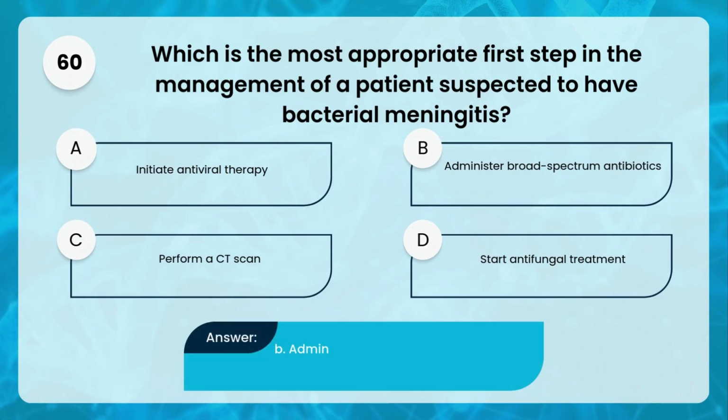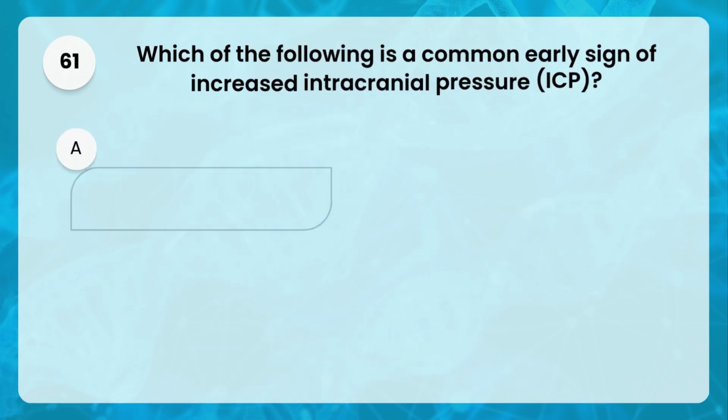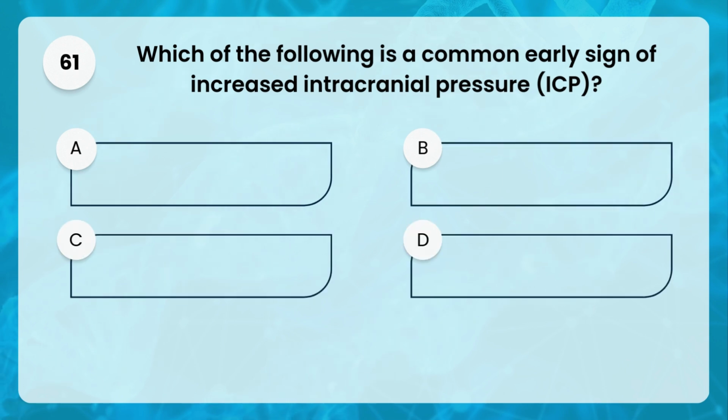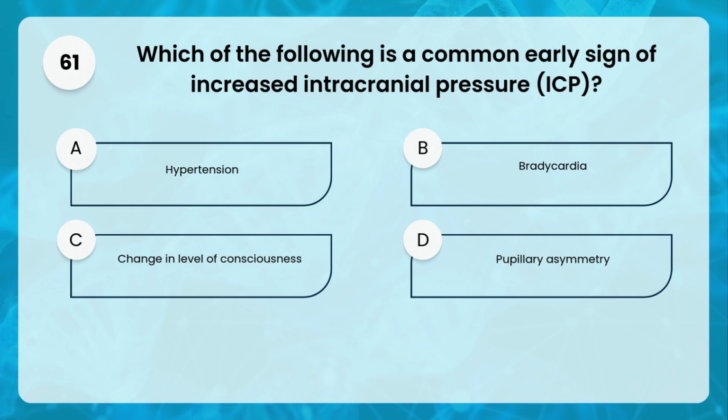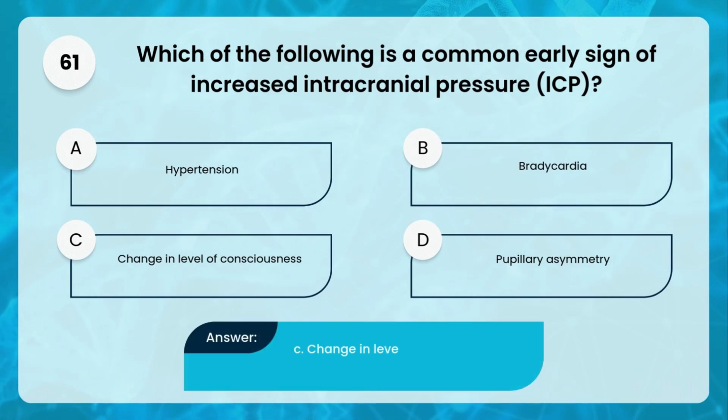The answer is B. Administer broad-spectrum antibiotics. Number 61. Which of the following is a common early sign of increased intracranial pressure, ICP? A. Hypertension. B. Bradycardia. C. Changes in levels of consciousness. Or B. Pupillary asymmetry. The answer is C. Change in level of consciousness.